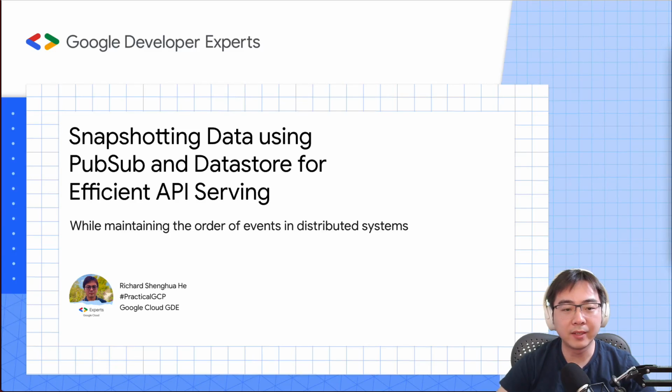Today I will be covering a system design topic on how to snapshot data using PubSub and Datastore for efficient API serving. While I'm talking about this, we'll also be encountering some issues with why the order of events matters in this scenario. This is one of the most interesting topics I'll be talking about in depth about distributed systems.